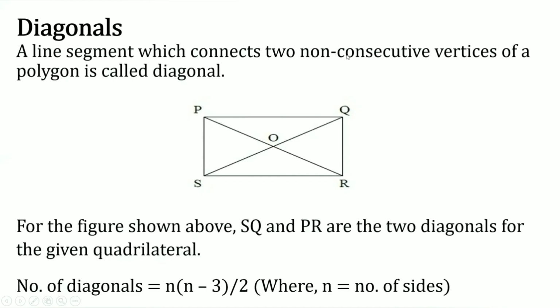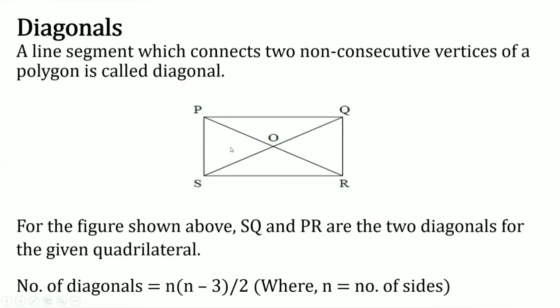So here we have to check for non-consecutive vertices. Here non-consecutive means opposite ones. So P and R are lying opposite to each other, and Q and S are lying opposite to each other. So a line segment which is joining P and R, we name it as PR, and a line segment joining Q and S, we name it as QS. So here SQ or QS and PR or RP are the diagonals for this PQRS rectangle.